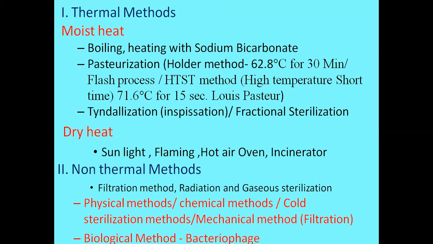The next method under the thermal method is dry heat sterilization, where you can use sunlight. This was the first dry heat method, mainly used for drying clothes. Next is flaming, just exposing inoculating loops and inoculating wires to the Bunsen flame, passing them through and waving. The main method of dry heat sterilization today is the hot air oven. And next is the incinerator. Incinerator is mainly a destructive method, whereas the remaining three methods are non-destructive.